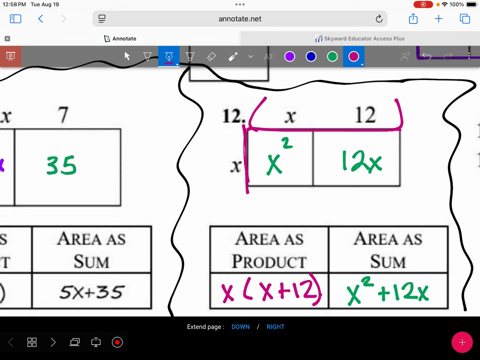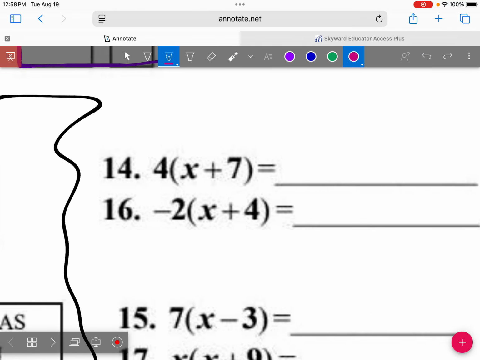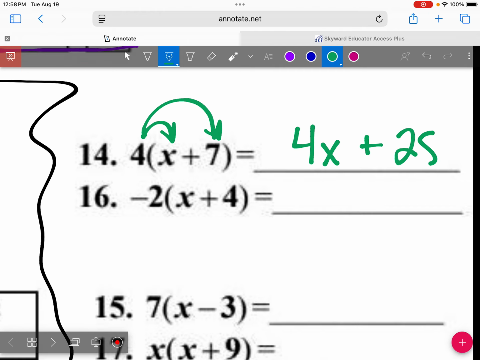How would we do 14 without a box? Oh, just substitute in, right? Now substitute, I want to do this and get this to be as our sum. So we're going to try to get rid of the parentheses. Like when I say substitute, I mean, talk me through it. What are we doing? Put the 4 into the x and 7. 4 times the x, giving us a 4x. And we're going to take our 4 times the 7. What is 4 times 7? 28. Not 30.